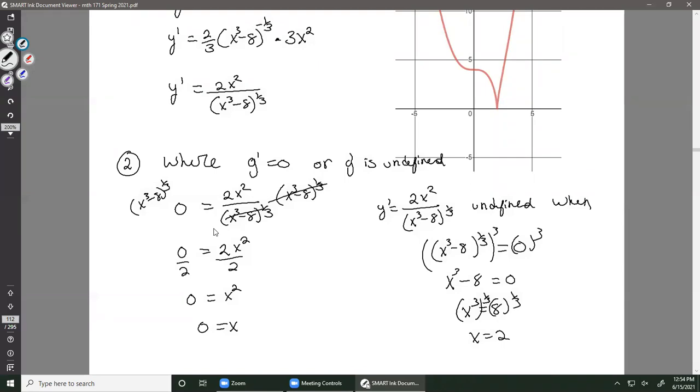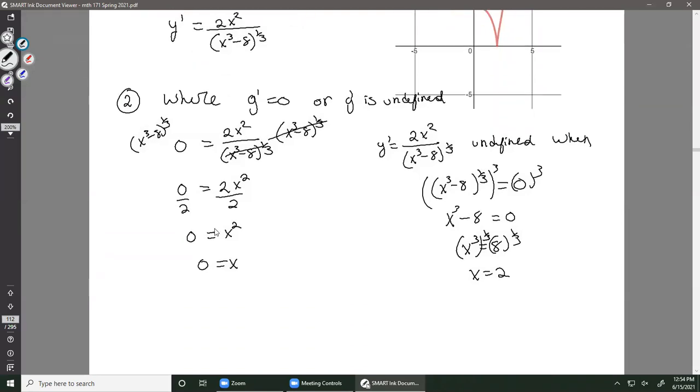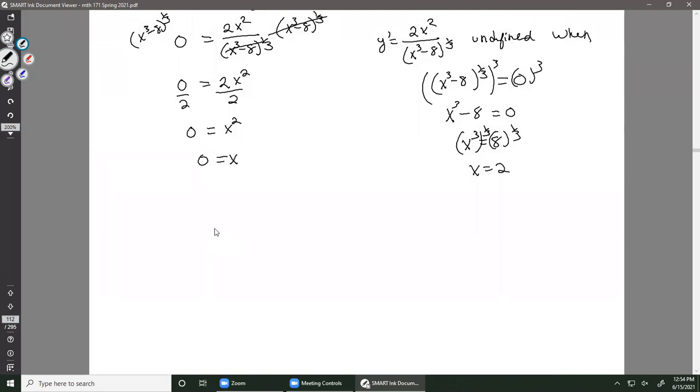So we have our 2 points. Now we need to put them on a number line. So we have 0. We have 2. And now I need to test, are they maximum minimums or just neither? Are these critical points? What are they?